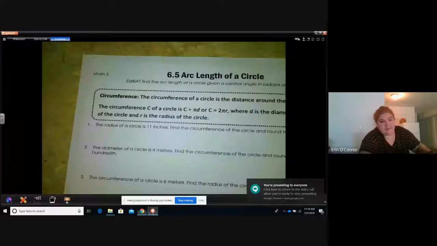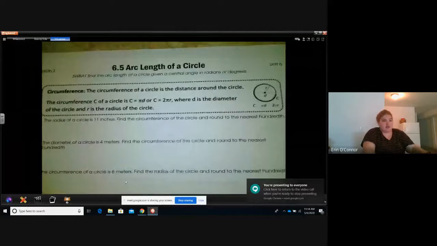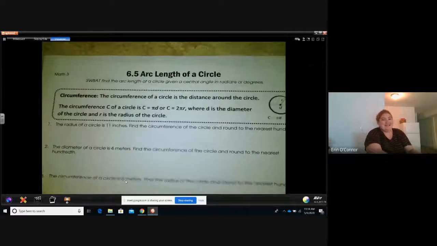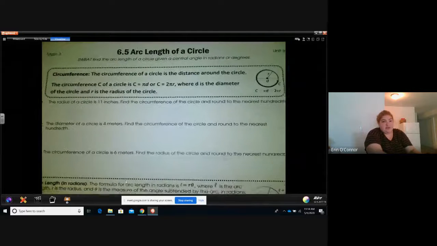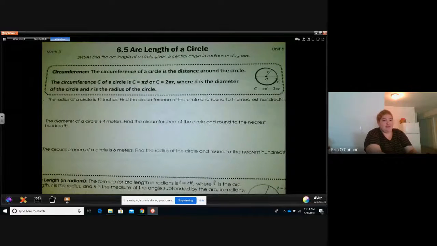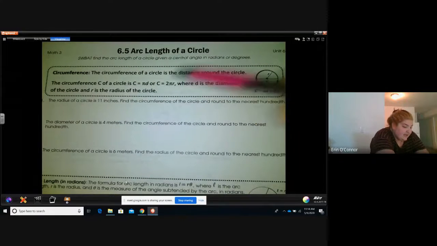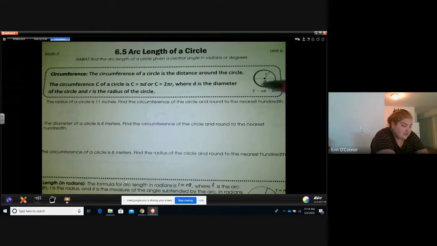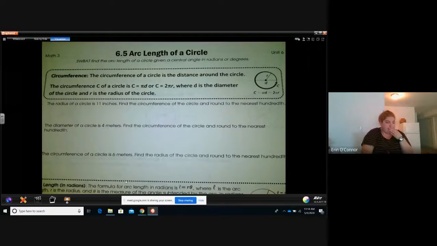Alright, here we go. The circumference of a circle is the distance around the circle. The circumference C of a circle is C equals pi times the diameter, or D, or C equals 2 pi r, because remember, diameter is equal to 2r, where D is the diameter of the circle and r is the radius of the circle. And the reason for this is that 2 pi is the entirety of the circle. Remember, as we go around, a whole circle is 2 pi around.